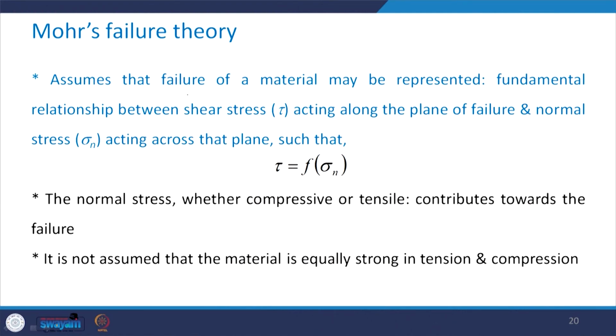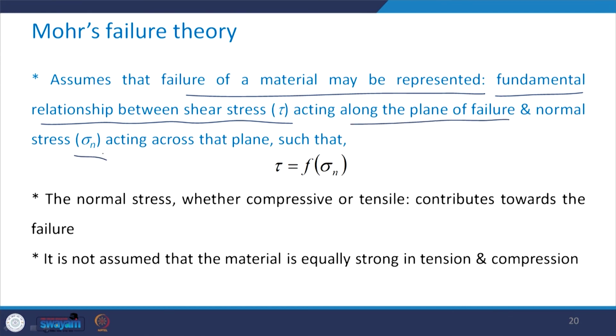Now, after getting the idea about the effect of confining pressure on rocks, let us start our discussion on the first failure theory, which is relevant to the material rocks. Let us see what this failure theory is, because this was one of the earlier works that is being referred to even today for the representation of the strength characteristic of the geomaterials. In this case, the assumption which is made is that the failure of a material is represented by a fundamental relationship between shear stress, which is acting along the plane of failure, and the normal stress acting across such plane, and that relationship is given by tau is equal to f of sigma n.